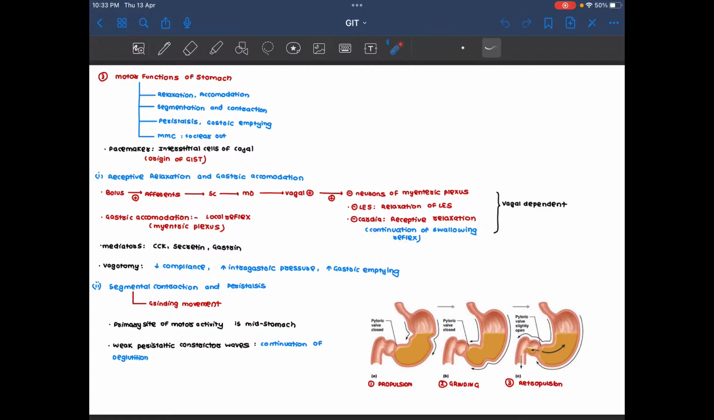So the second movement that I'm going to talk about is segmentation, contraction and peristalsis. We have already studied segmentation and contraction.